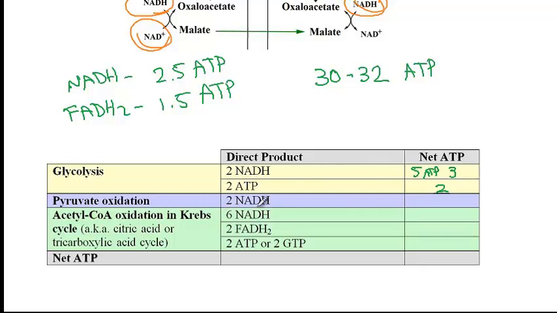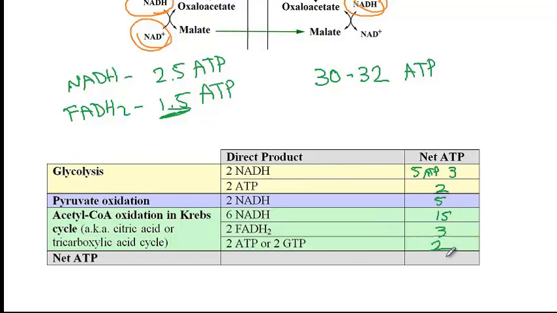Pyruvate oxidation gives 2 NADH. So from here on, I'm multiplying NADH numbers by 2.5. So 2 times 2.5 gives us 5. 6 times 2.5 gives us 15. 2 times 1.5 gives us 3. So 1.5 ATP for FADH. 2 times 1.5 gives us 3. And then we have another 2 ATP here.